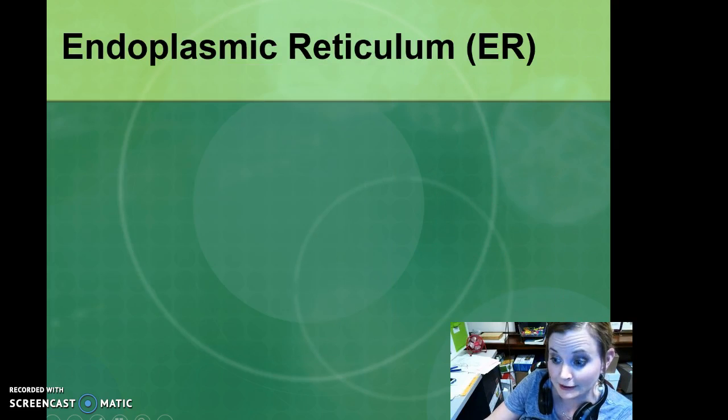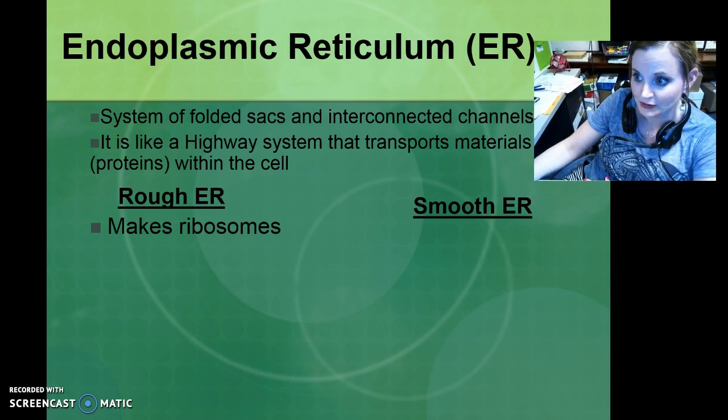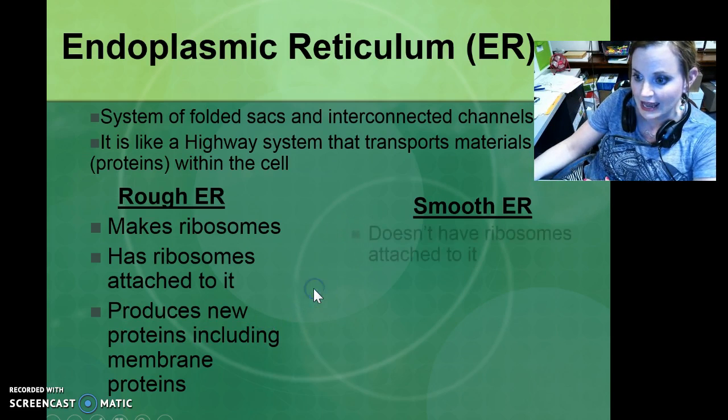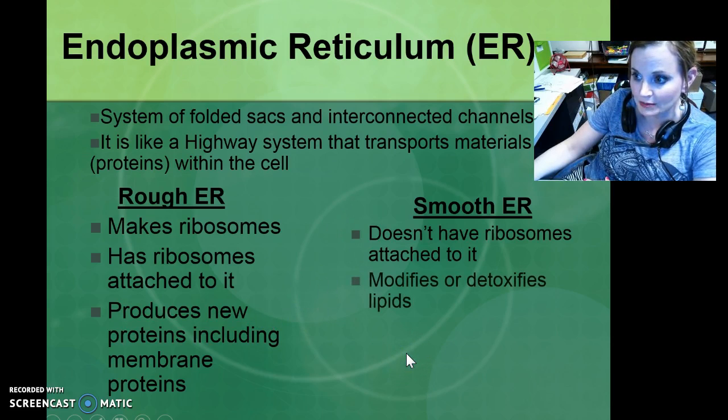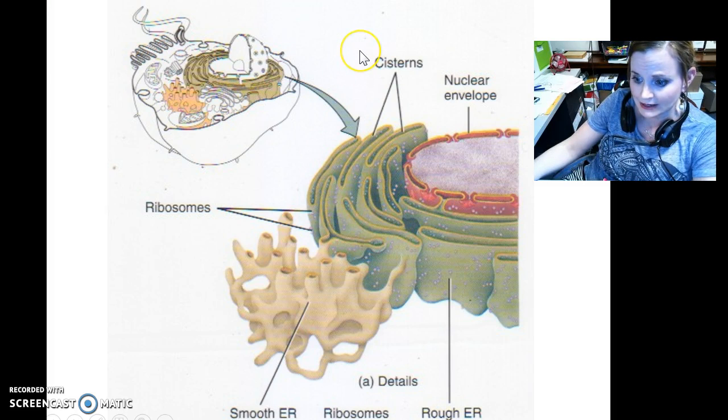Okay, speaking of the endoplasmic reticulum, it's a series of folded sacs, and it's kind of like the highway system. There's a little bit of a difference. We have rough endoplasmic reticulum, which has ribosomes attached to it, and smooth, which doesn't have ribosomes, and it basically just detoxifies lipids, takes away some toxins out of your body, so it's not to do with protein synthesis. Okay, there's your smooth ER. Looks a little bit like coral, if you ask me.